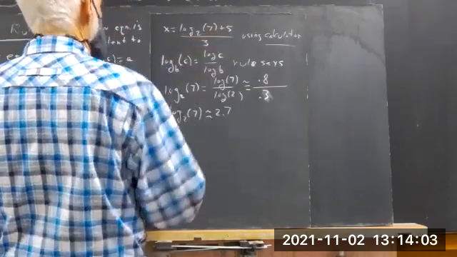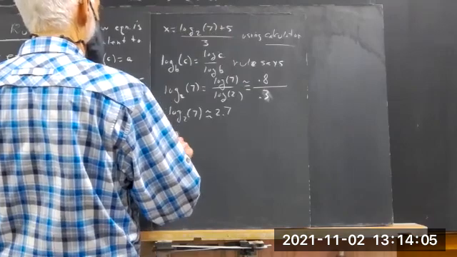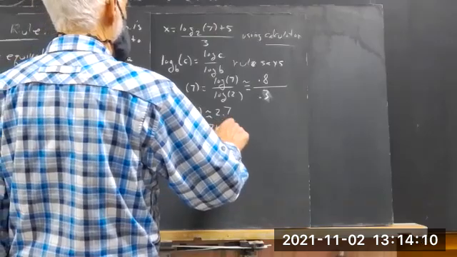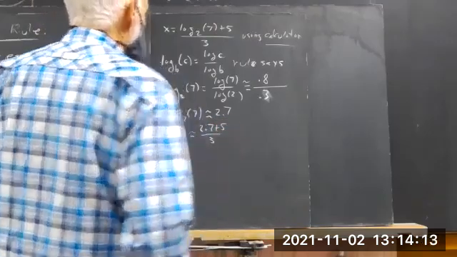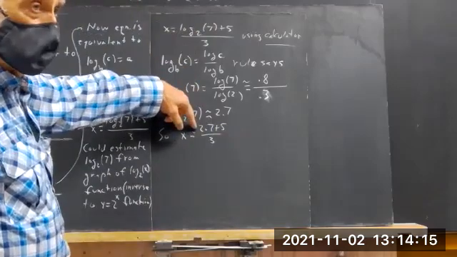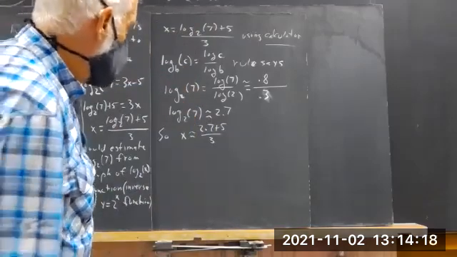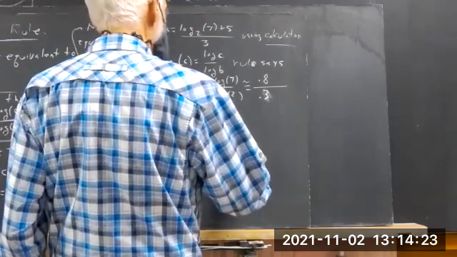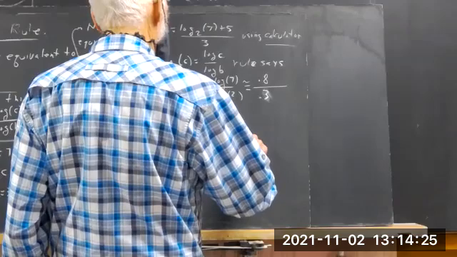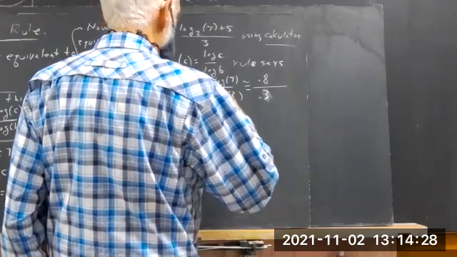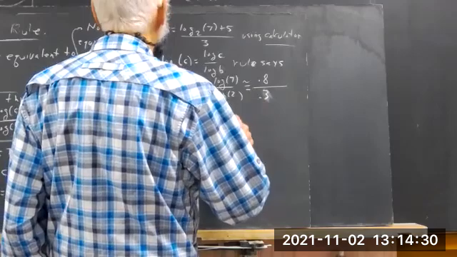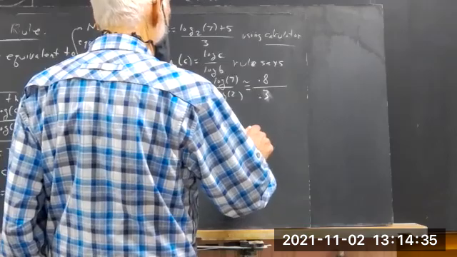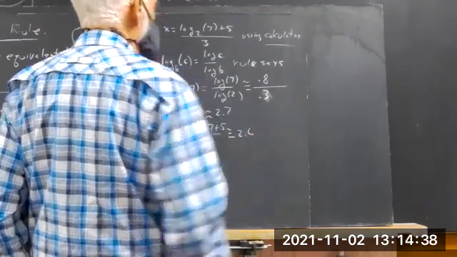In any case, now to do this, log base 2 of 7 is about 2.7. Add that to 5, you get 7.7. And that gives you 2.8. No, 7.6. Approximately.